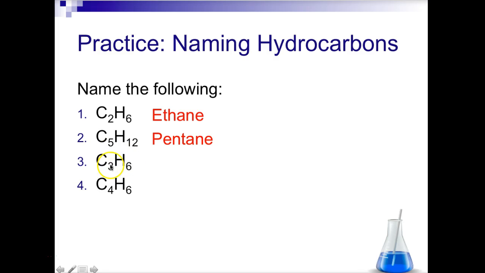6 is directly double the 3, so that means that this is an alkene. So it should end in ENE, and there's 3 carbons in it, so that means it should be propene. And the last practice problem, 6 is not double 4, so that means it's an alkyne, so it should end in YNE, so then you should name it butyne because there's 4 carbons in it.